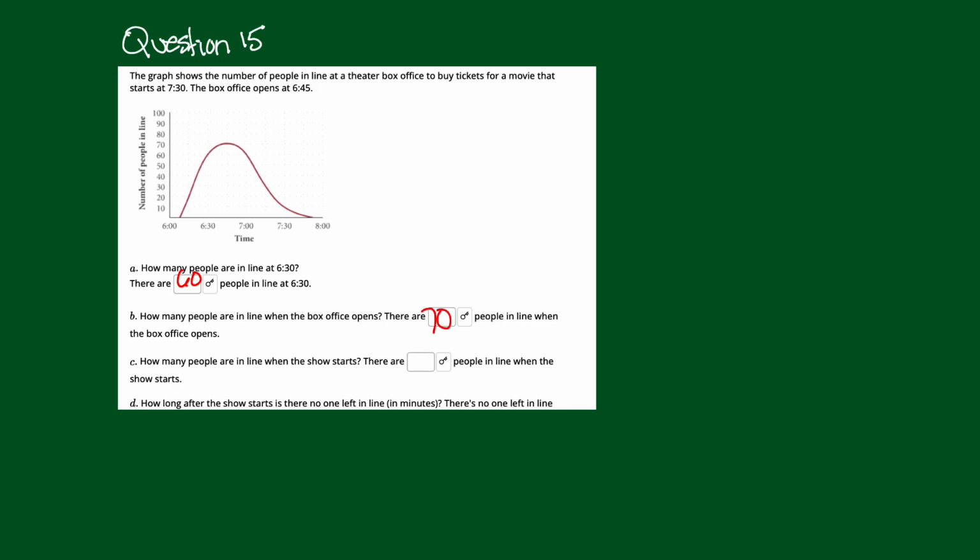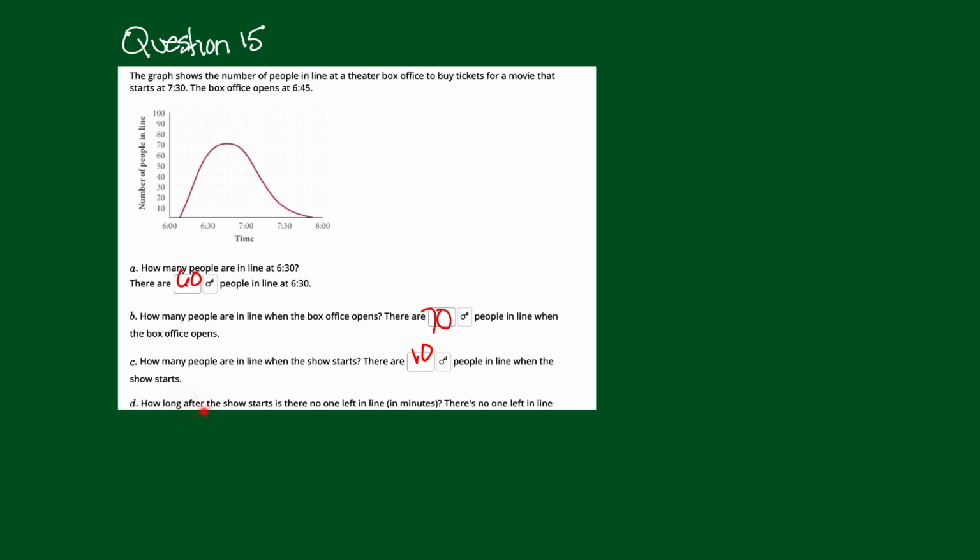Then, how many people are in line when the show starts? And the show starts at what time? 7:30. All right, so go to 7:30. That's about here. So how many people are in line now? My best guess is going to be 10. So I'm going to guess 10. That's one thing about a graph, is that you may not get exactly precise answers. You just get good estimates.